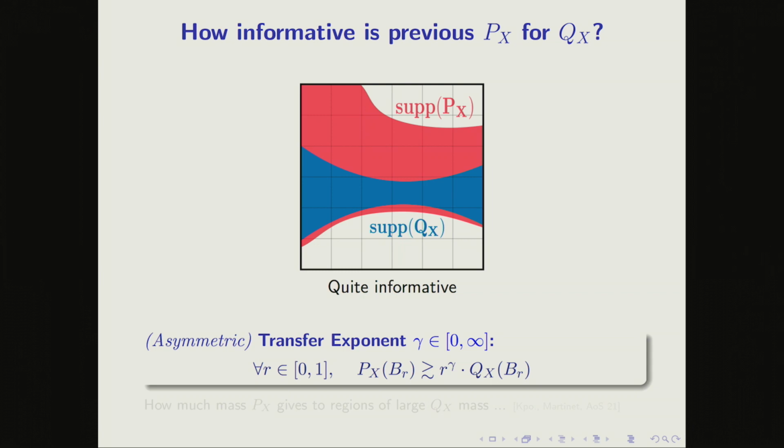It's a notion that came from past work on domain adaptation. And the notion just says the following. Consider any radius r, and consider any ball of radius r, and let's just look at how much mass P assigns to that ball versus how much mass Q assigns to that ball. And in particular, we're just caring about regions of large Q mass. If a region has large Q mass, does it have large P mass? That's really what this is saying. Okay, so I hope that's clear. And so it's a simple way to capture this notion.